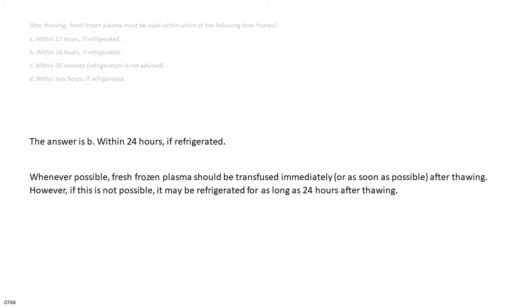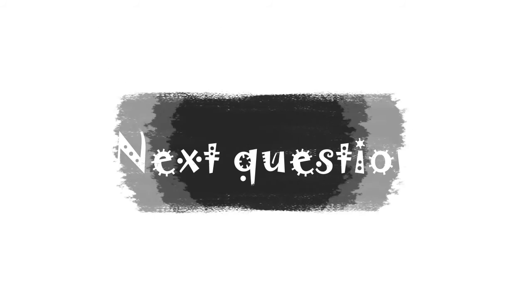The answer is B. Within 24 hours, if refrigerated. Whenever possible, fresh frozen plasma should be transfused immediately, or as soon as possible, after thawing. However, if this is not possible, it may be refrigerated for as long as 24 hours after thawing.